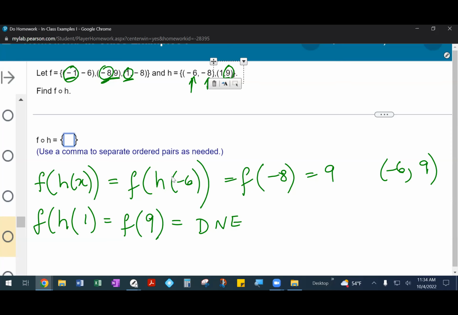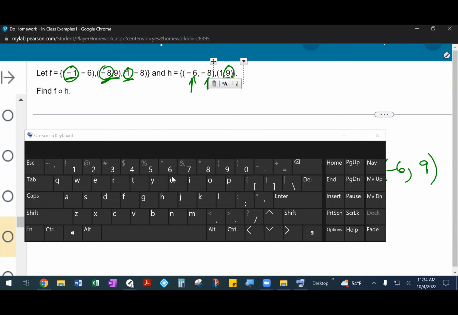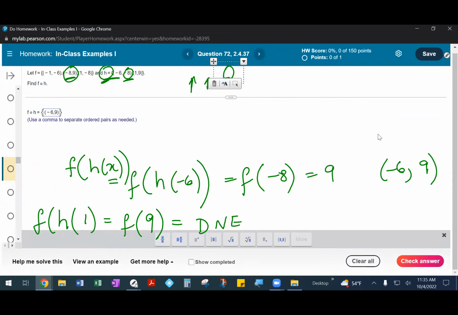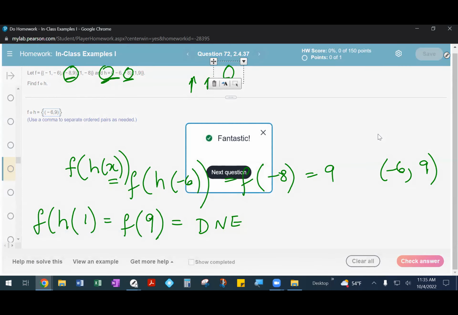Alrighty, so let's see, we need parentheses. And in the parentheses, we have -6, 9. Okay, let's check that. Wonderful.